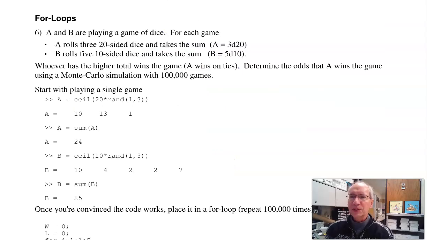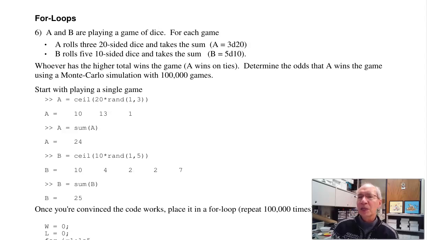Moving on to problem number 6. In problem 6, this is looking at for loops. In Matlab, you can do the same operation over and over again. That's a for loop. For example, suppose I've got two people playing a game. A rolls 3 20-sided dice, B rolls 5 10-sided dice. Whoever has the highest score wins. A wins on ties. What's the chance A is going to win?